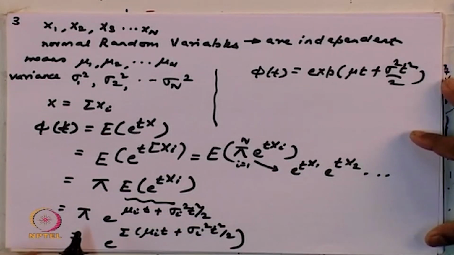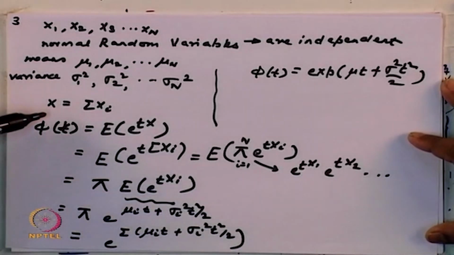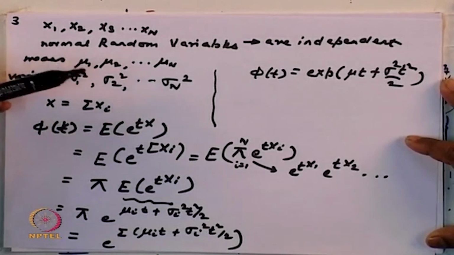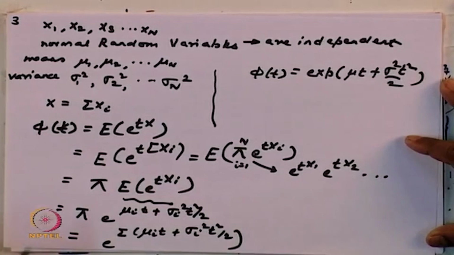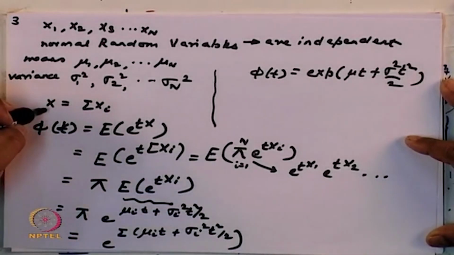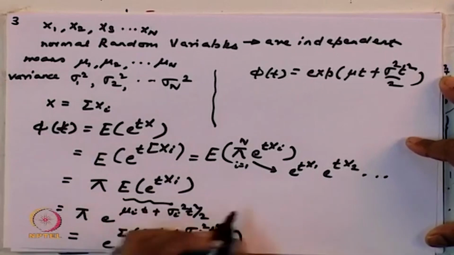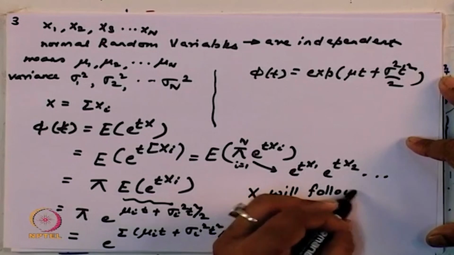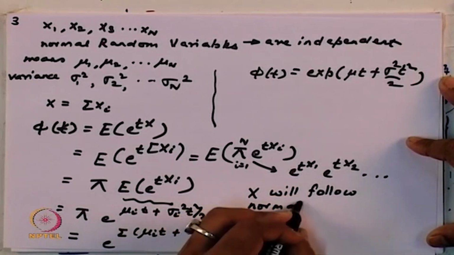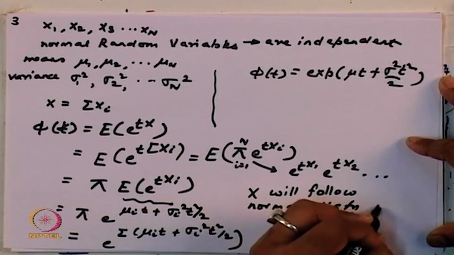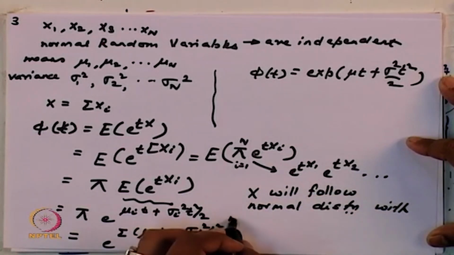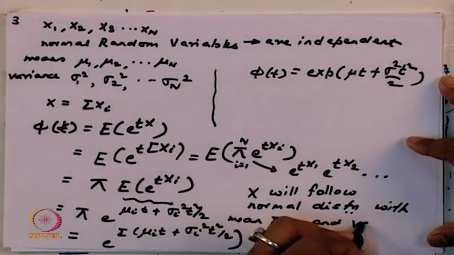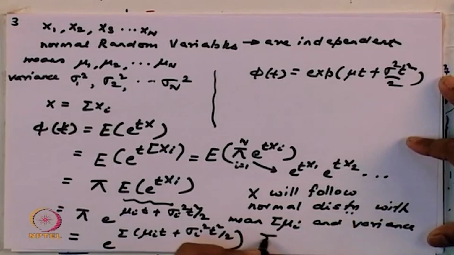This tells you that for the random variable defined as the sum of these independent normal random variables, x will follow a normal distribution with mean equal to the summation of mu i and variance equal to the summation of sigma i square.